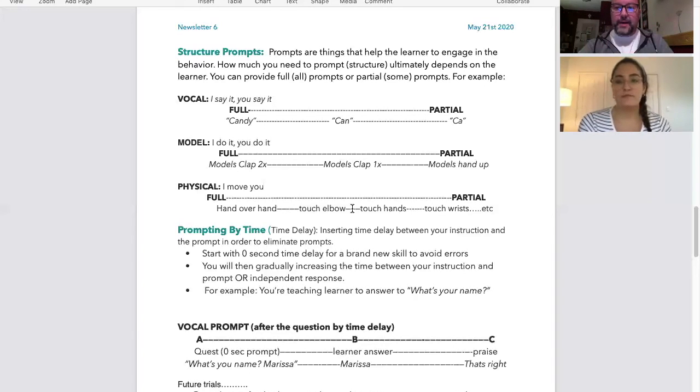I can fade it by using a full to partial to even less of a partial. So it might look something like this, full prompt. Hey, Marissa, what is something sweet? Candy. Candy. Right, candy. That's a full prompt. A little bit later, I can come back and say, hey, Marissa, what's something sweet? Candy. Right, candy. A little bit later, hey, Marissa, tell me something sweet.